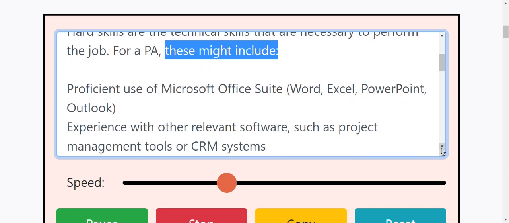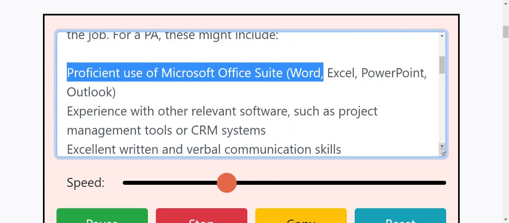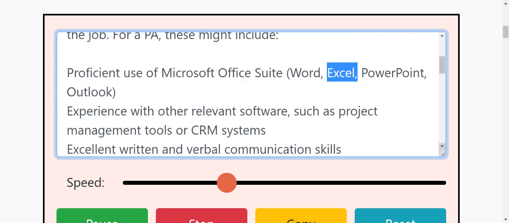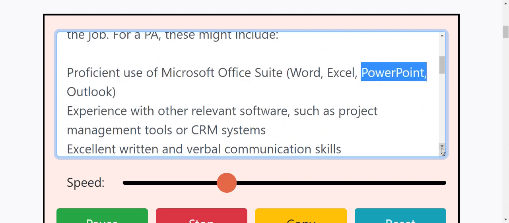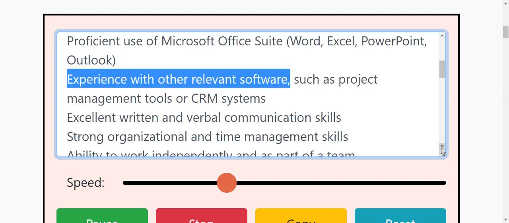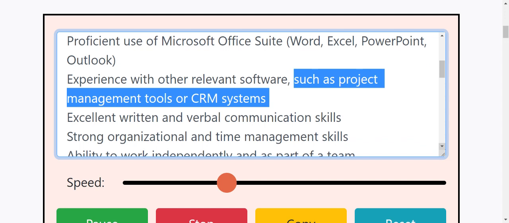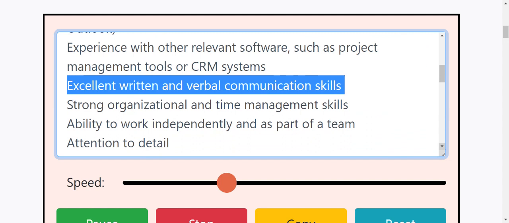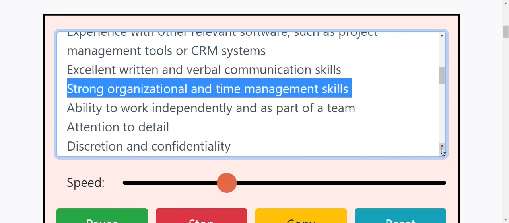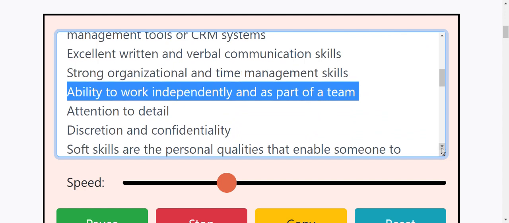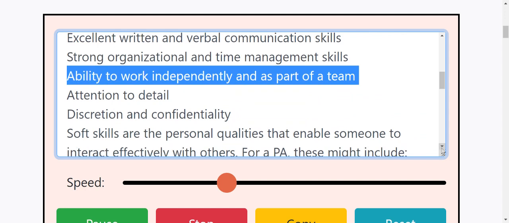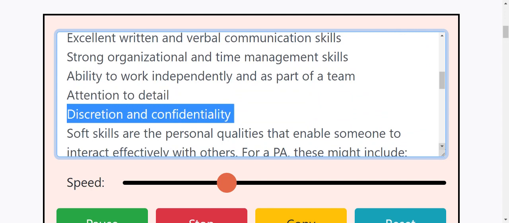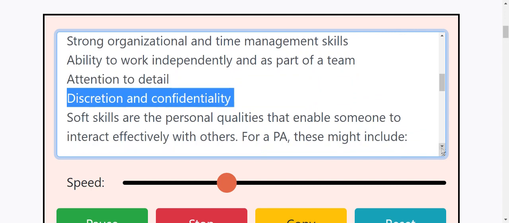These might include proficient use of Microsoft Office Suite, Word, Excel, PowerPoint, Outlook, experience with other relevant software, such as project management tools or CRM systems, excellent written and verbal communication skills, strong organizational and time management skills, ability to work independently and as part of a team, attention to detail, discretion and confidentiality.